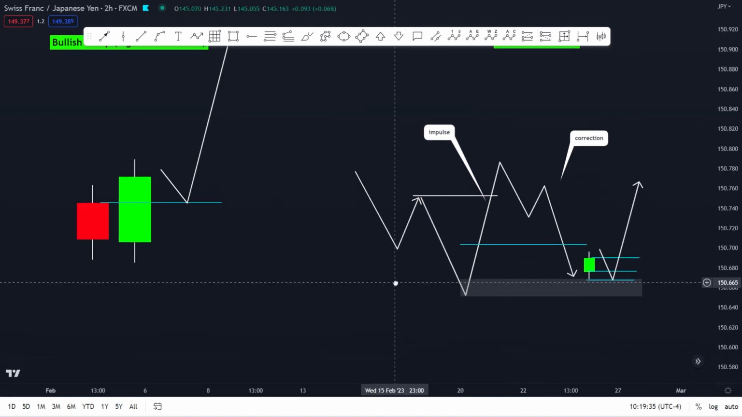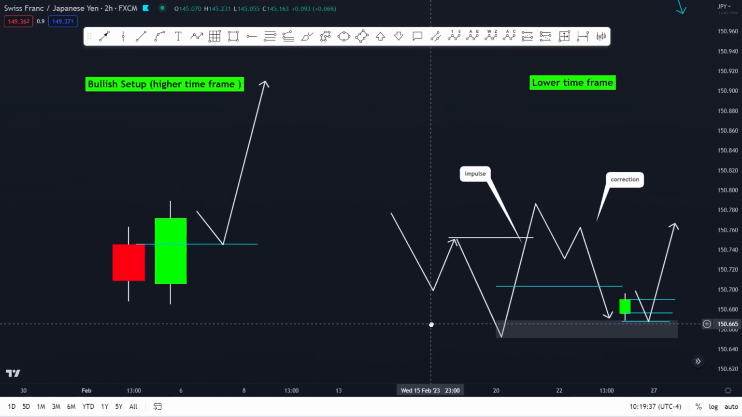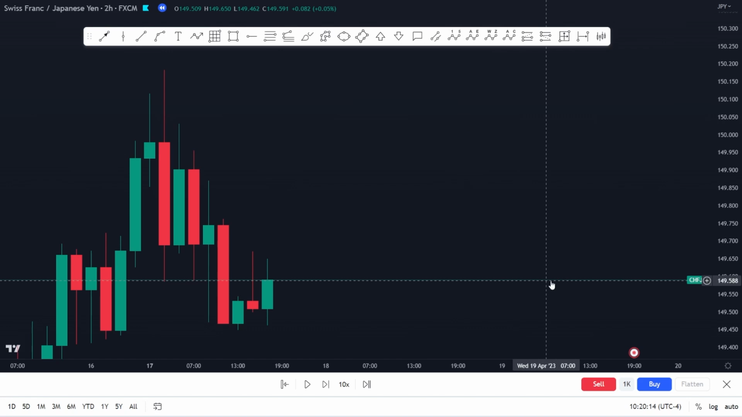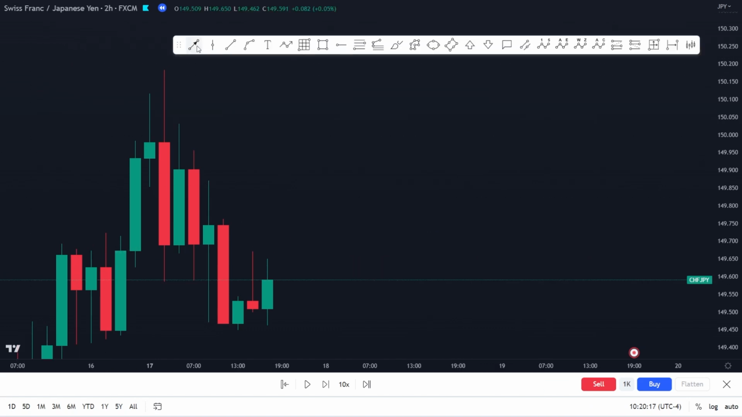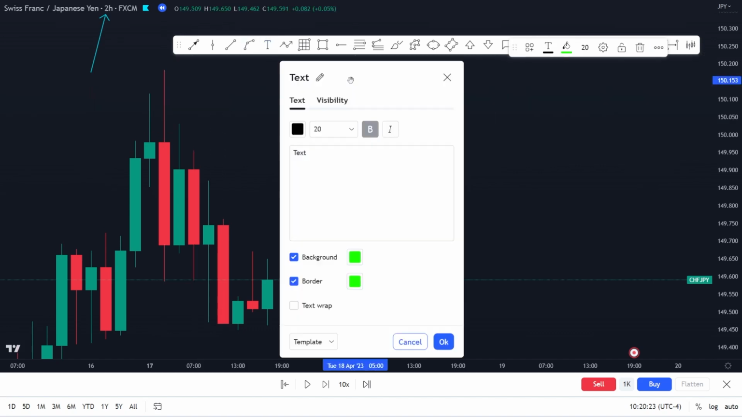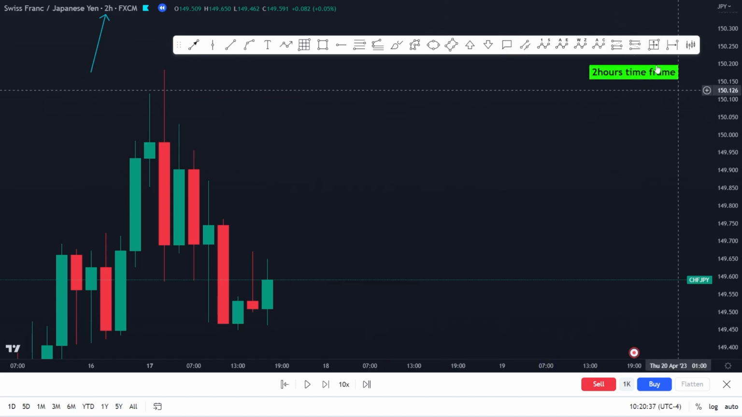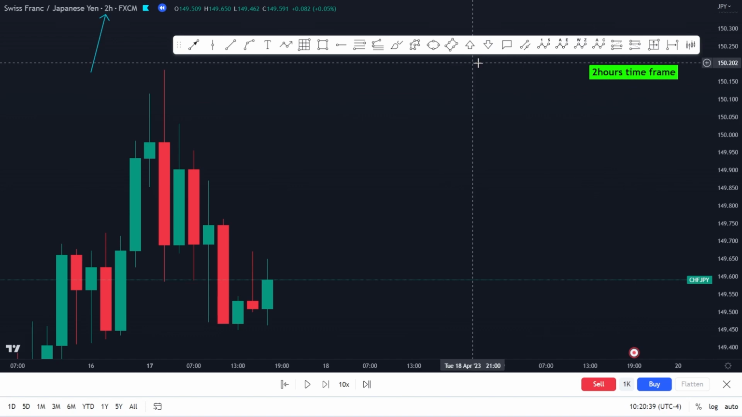So right now let's move on to a real chart. We'll do a quick example so that everybody can understand it. On this first example, guys, we are on the 2 hours time frame here. Let me write it down for everybody to see it clearly. This is the 2 hours time frame. This is your first step: you identify your higher time frame before you can move on to the lower time frame.